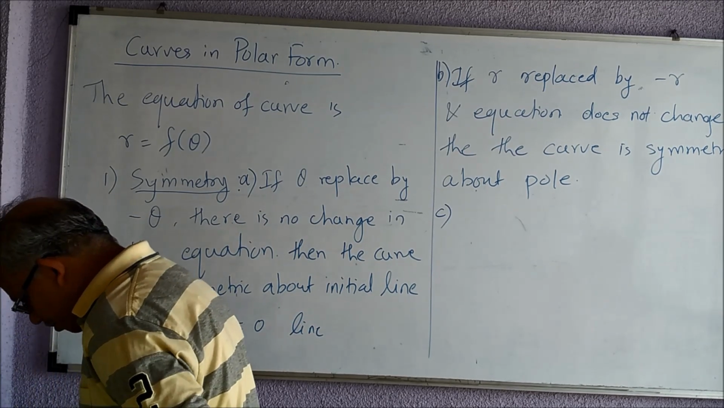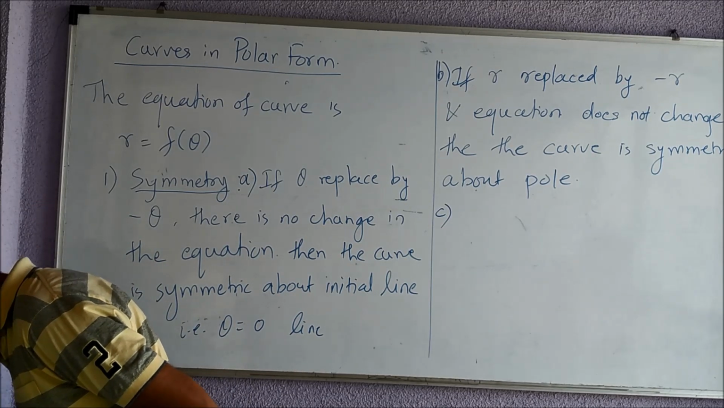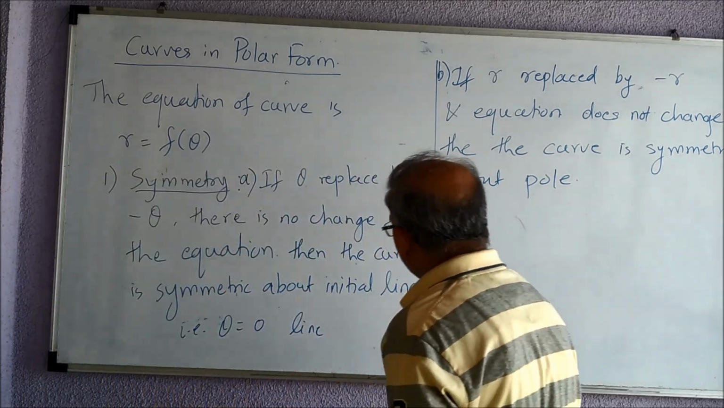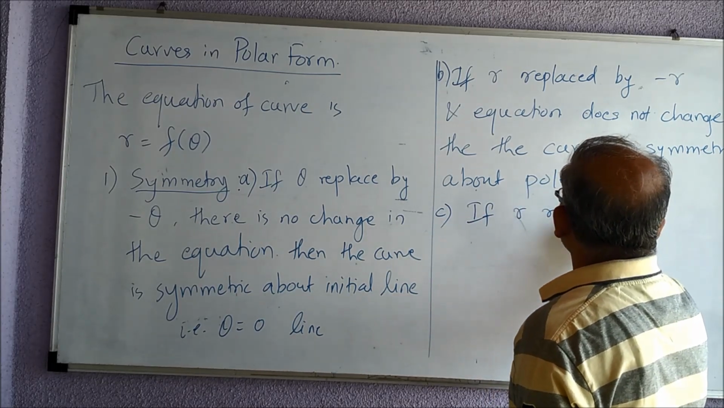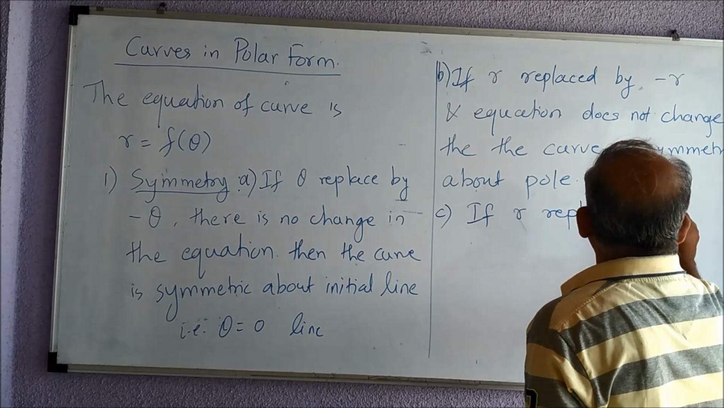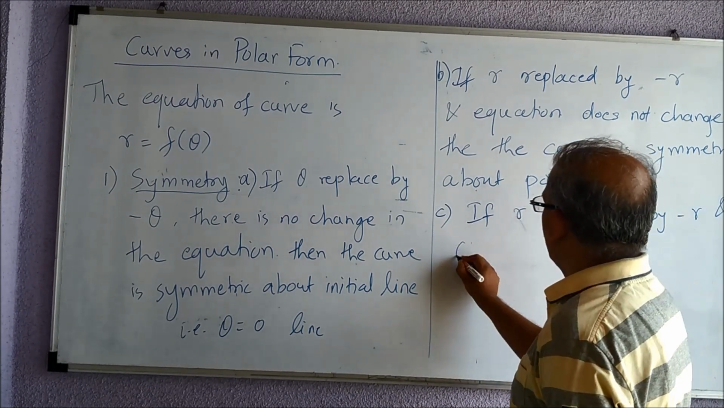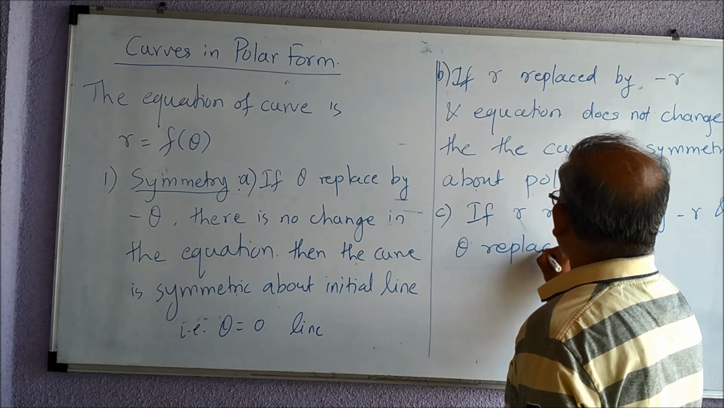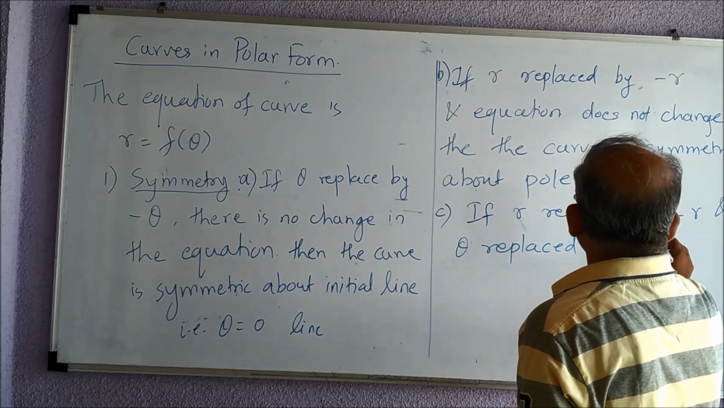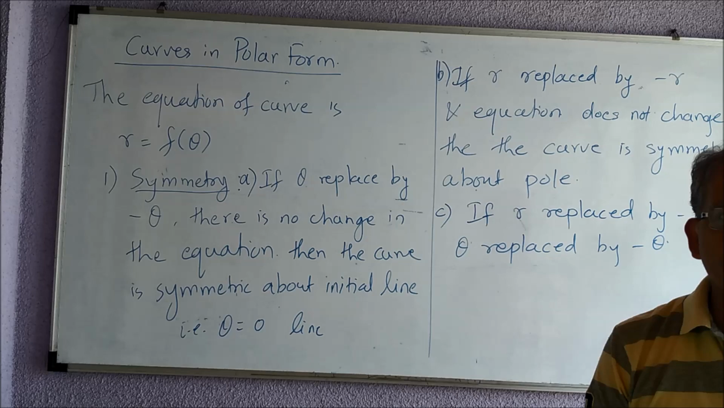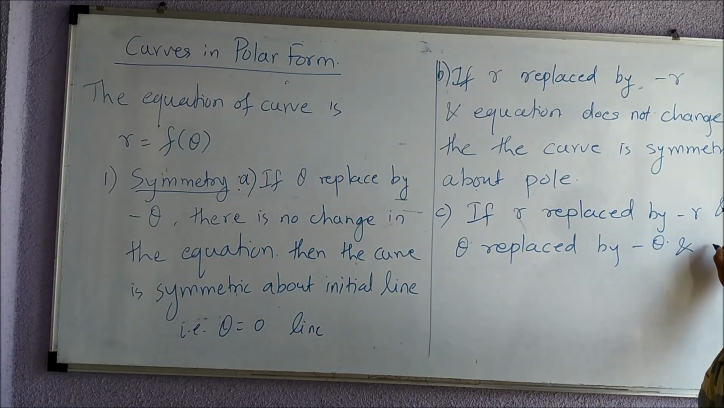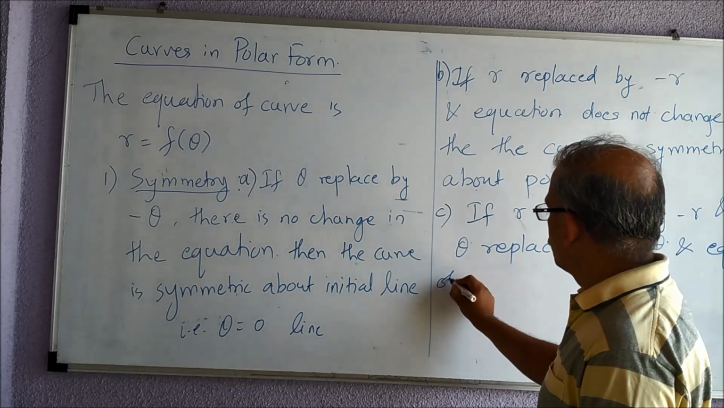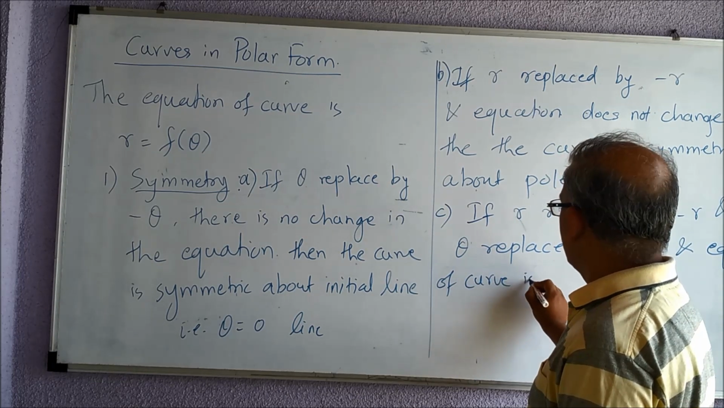If r is replaced by minus r and theta is replaced by minus theta, both are replaced, and there is no change in the curve, and the equation of the curve is unchanged.